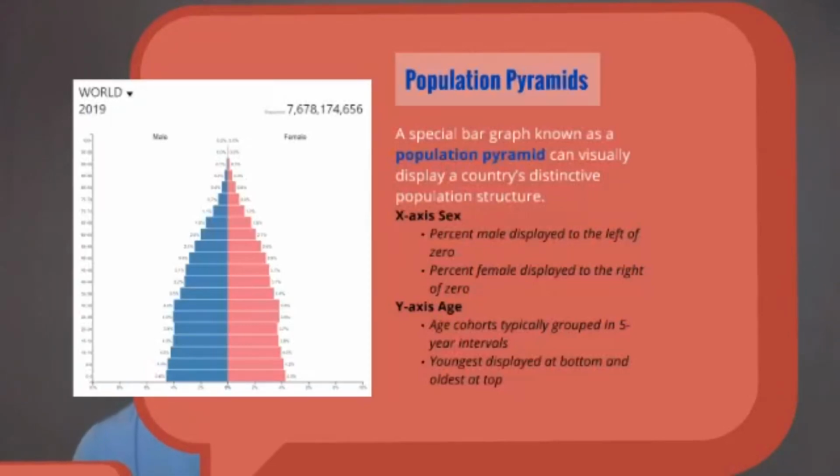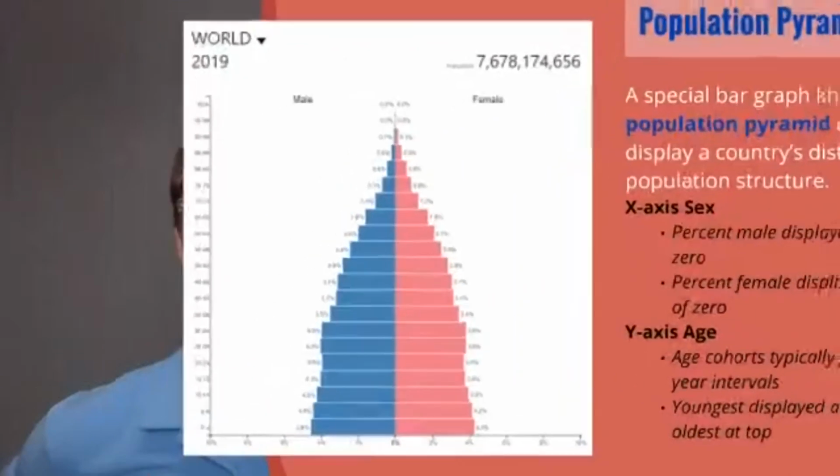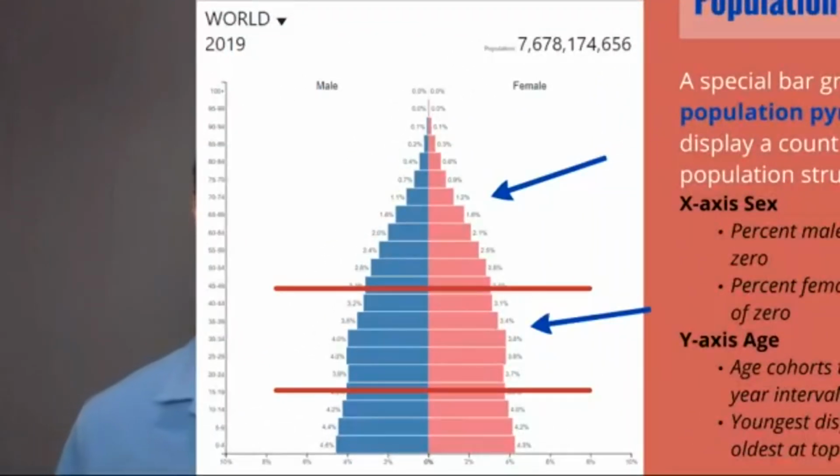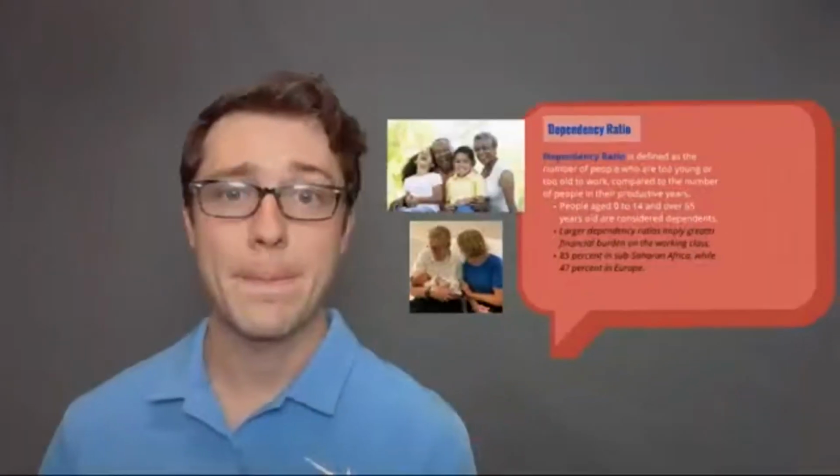The reason it's called a pyramid is because in the first few stages, we see it look more shaped like a pyramid. This is the world's current 7.6 billion people that live in the world. This is the breakdown of how old the world is. At the top, we've got the post-reproductive years. In the middle, we've got the reproductive years. And in the bottom, we have the pre-reproductive years.